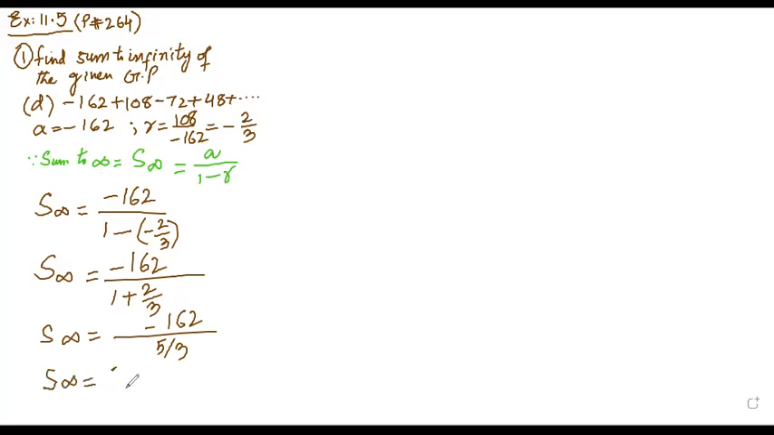3 upon 5 multiplied by minus 162, and the final answer of sum to infinity of the given GP is coming as minus 97.2. So we encircle this in a box. Okay, so this is the answer for question number 1, part D.